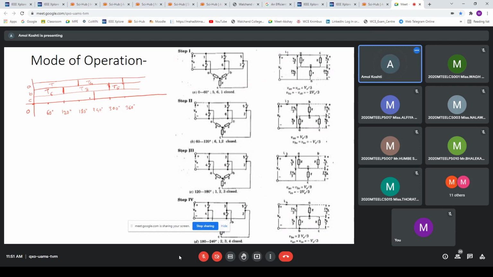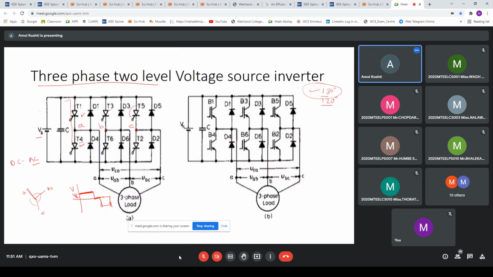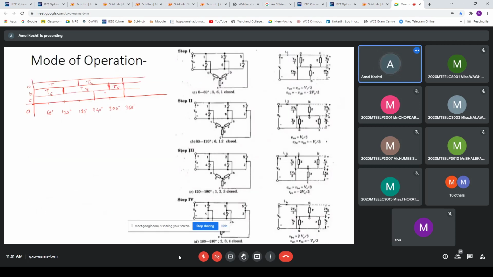Okay, so from 240 to 360, the total interval is 180 degrees. For this, the first switch from the third leg will conduct. It is P5 here. Sorry, from 240 to 360, here it is 120 degree conduction. So the remaining 60 degree here.